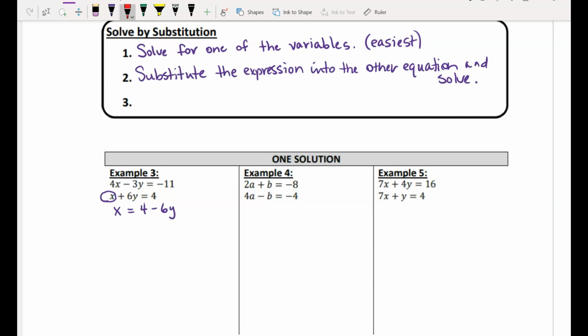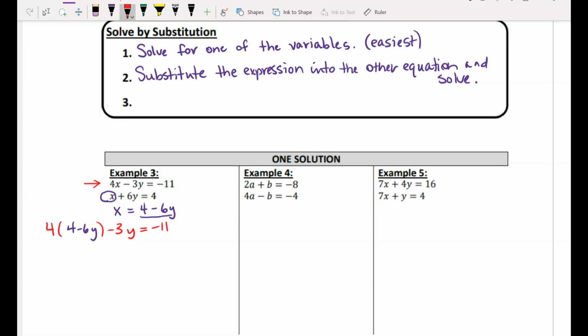Now I'm going to substitute the expression that I have for x into the x of the other equation and solve it for y. That looks like this. So I'm working on the first equation. I have 4 times x, but instead of x, I'm going to put the expression that I found for x, 4 minus 6y, and then finish writing that first equation. Minus 3y equals negative 11. Now I have an equation that only has y in it, and I can solve for y.